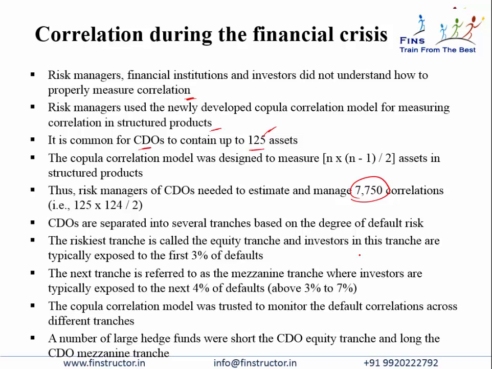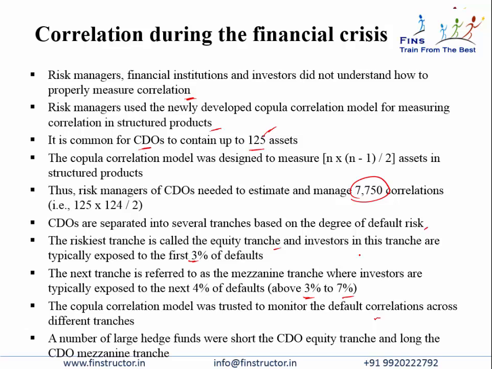They were further separated into several tranches based on the degree of default risk. As we studied in credit risk, there was the equity tranche, the mezzanine tranche, and the safer tranches above them. The riskiest tranche is called the equity tranche. Investors in this tranche were typically exposed to the first 3% of defaults. Mezzanine tranche, the next 3 to 7% of defaults. And the Copula correlation model is what everybody was using and trusting to monitor the default correlations across different tranches.